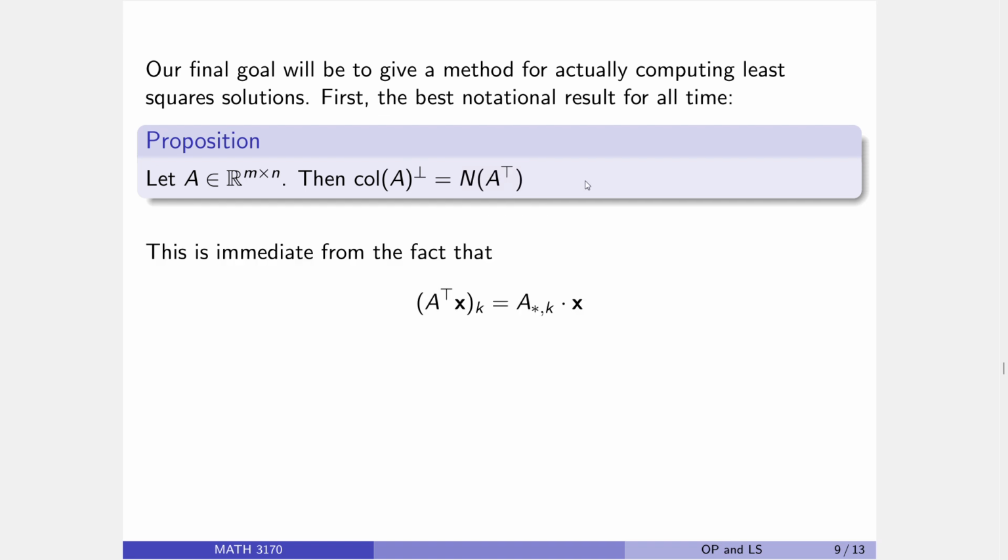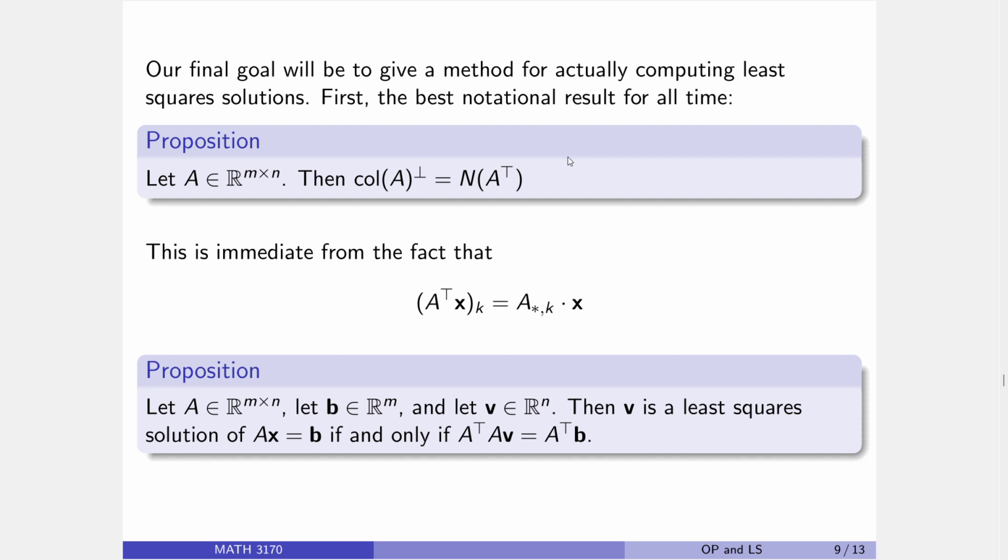We're not going to prove this, but we'll note that this is just immediate from the fact that if you look at the kth entry of A transpose times x, that is the kth column of A dot product with x. So if you're in the null space of A transpose, this is 0, which would mean that you're perpendicular to all of the columns. And vice versa, if you're perpendicular to all the columns, then you have to be in the null space of A transpose. Right, so I always thought this was a beautiful notational result because you pull out the transpose and you flip it. And I just think it's cute.